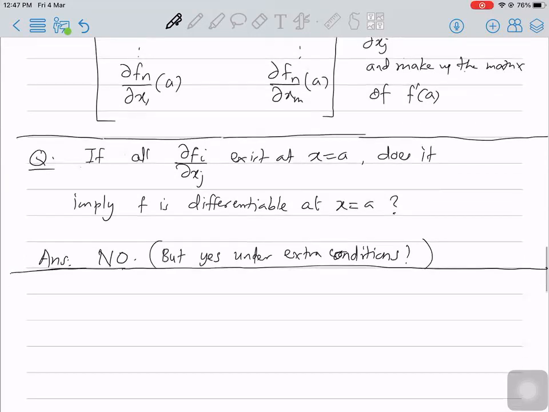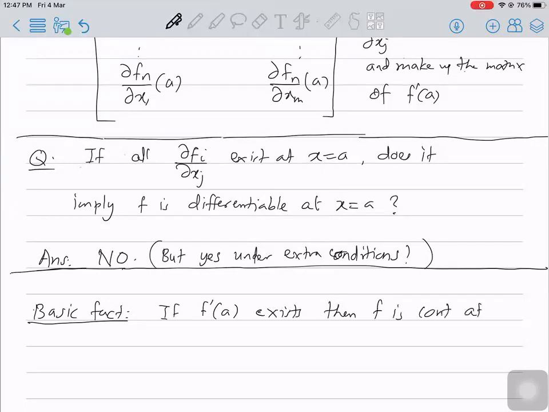But first, a basic fact, in analogy with the one variable situation: if f prime of a exists, then f is continuous at a. So what does it mean to say f is continuous at a? What does it mean that f is continuous?